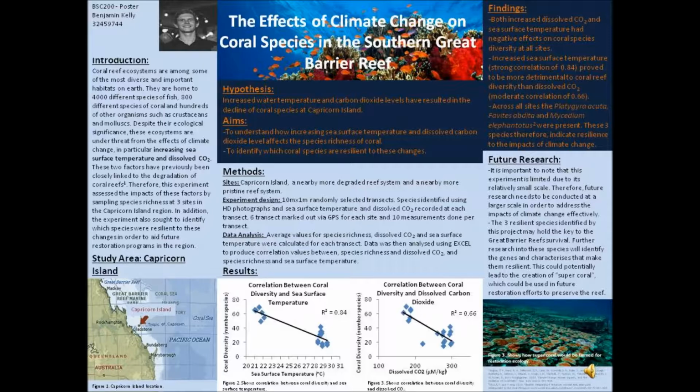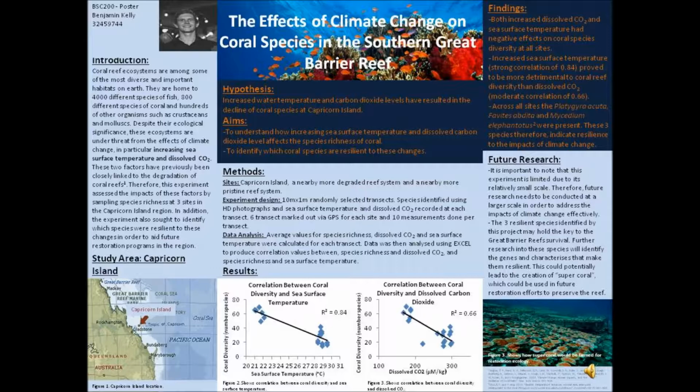The experiment was conducted at 3 different sites of varying degradation in the Capricorn Island region, just off the coast of Queensland, which you can see in the slide. Randomly selected transects were marked out on the reef, and species were identified using high-definition photographs. Additionally, sea surface temperature and dissolved CO2 were recorded at each transect.